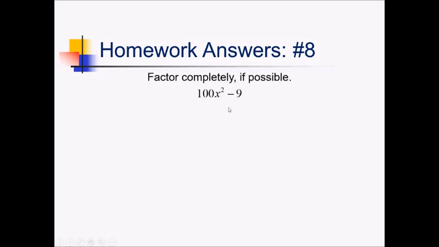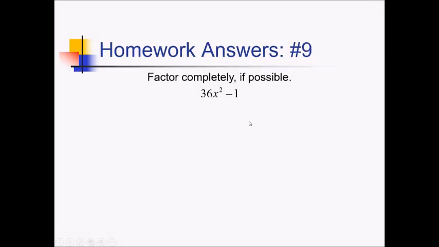For this problem, I see that I have two perfect squares with a minus between them. Therefore, factoring this, I know my answer will be in the format of a plus b, a minus b. So for a, we need the square root of 100x squared. That's going to be 10x. And then for b, I need the square root of 9. That's going to be 3. So we're going to have 10x plus 3 and 10x minus 3.